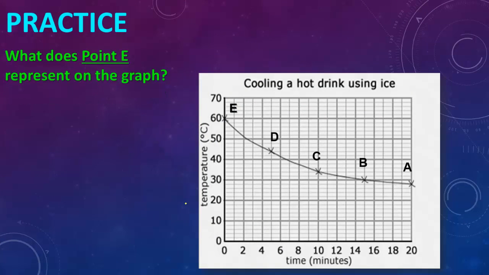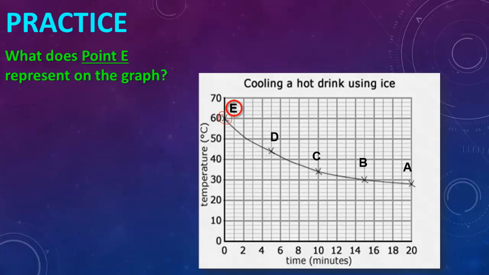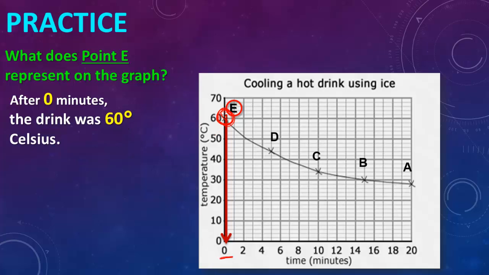What does point E represent on the graph? Well, there's E right there, and the actual point, let's make this so you can see it, is right there, just in case you couldn't see it. From E, which is right here, it goes down. Point E represents that at 0 minutes, because here's 0 minutes, the drink was 60 degrees Celsius. So again, pretty straightforward stuff.